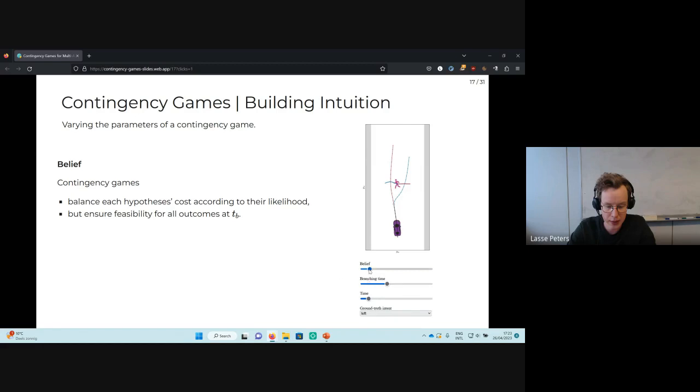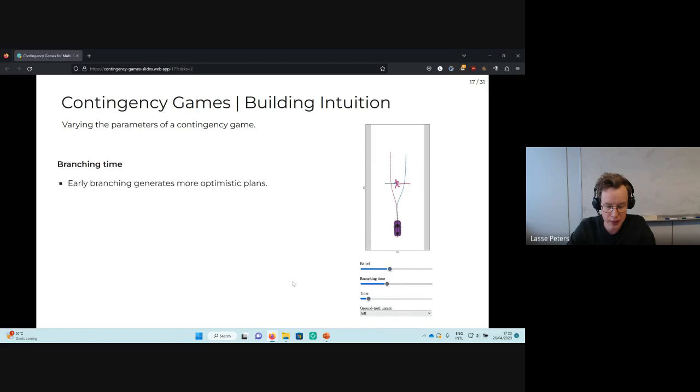Now, the second parameter that we may want to vary is the branching time. And when we vary this parameter, then we can observe that for earlier branching, we get more optimistic plans, which allow the robot to commit to either of the plans early. Whereas when branching happens very late, meaning that we get more information about the human very late, we end up with more conservative behavior.